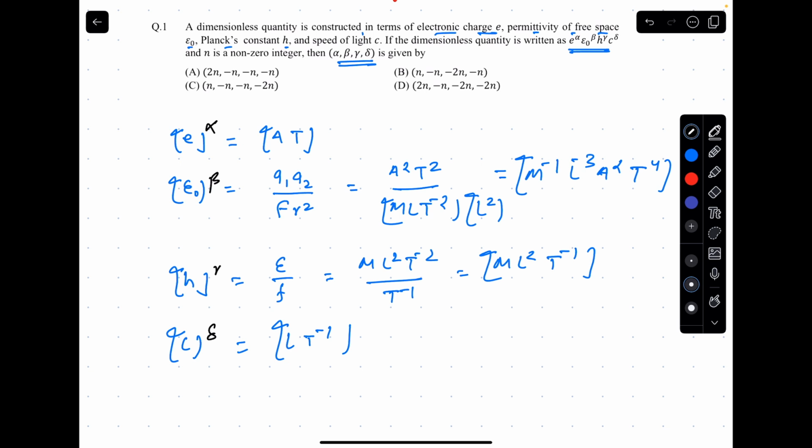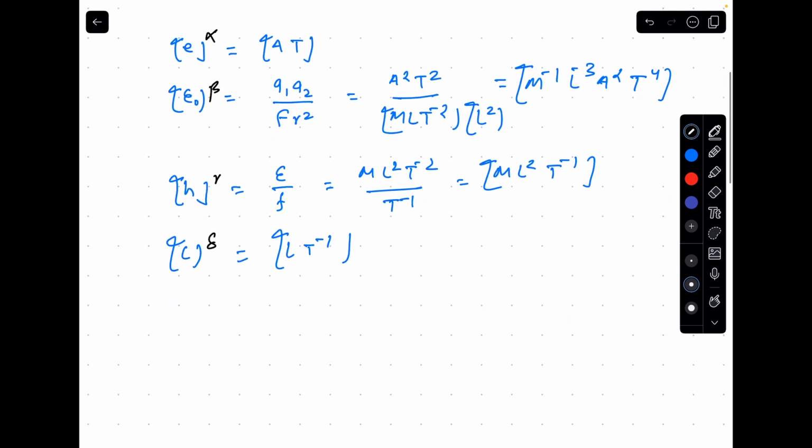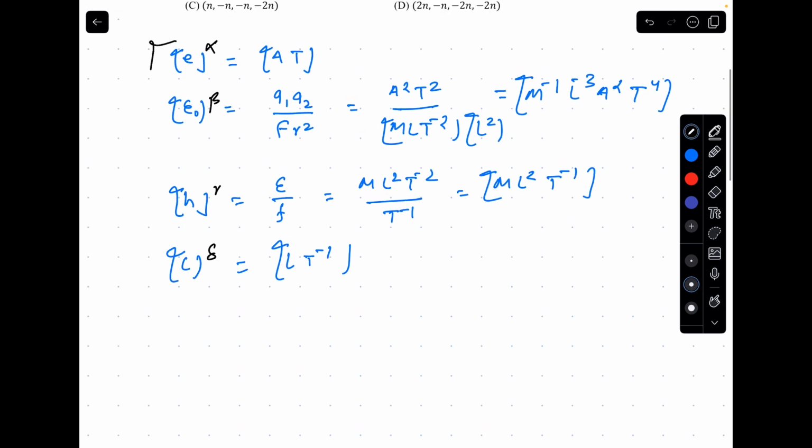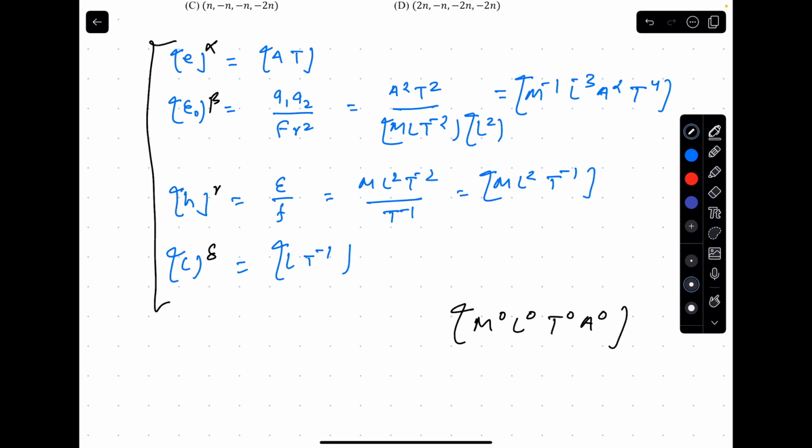Then we need to find out what alpha, beta and gamma are. Anyway, we are going to equate this total dimension to the dimension of a dimensionless quantity, and that dimension will be M0 L0 T0 A0. So let us find out all the dimensions on the left hand side: e to the power alpha, epsilon naught to the power beta, h to the power gamma and c to the power delta.